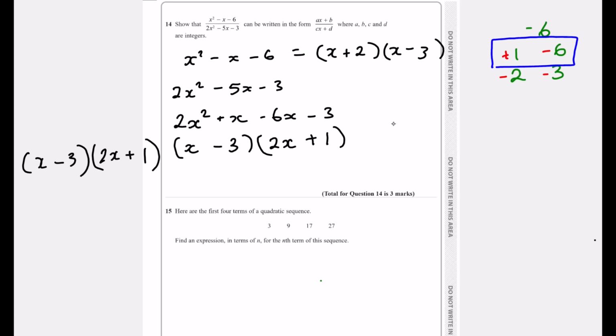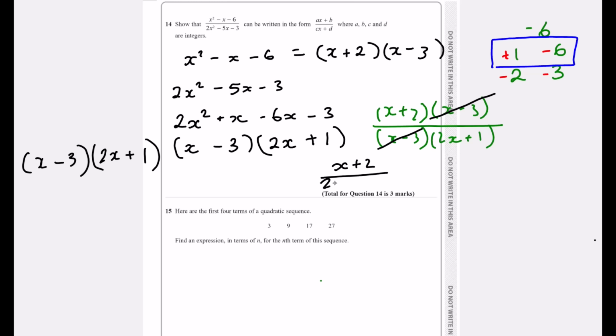So after that tangent, we've got x plus 2 times x minus 3 over x minus 3 times 2x plus 1. We cancel out what's common on the top and the bottom, which is x minus 3. So that leaves us x plus 2 over 2x plus 1. That is our answer.